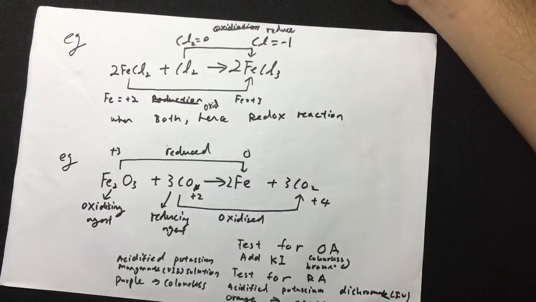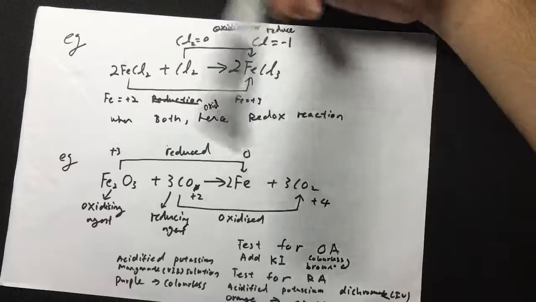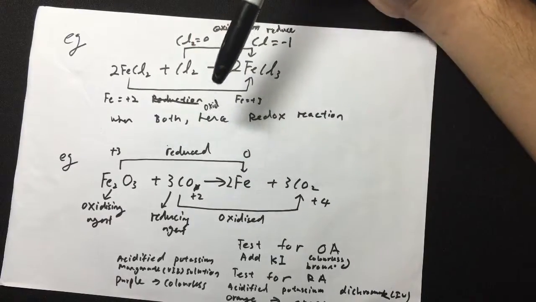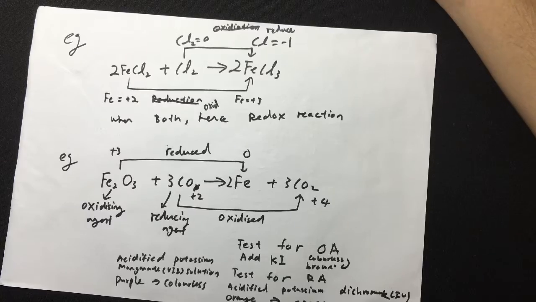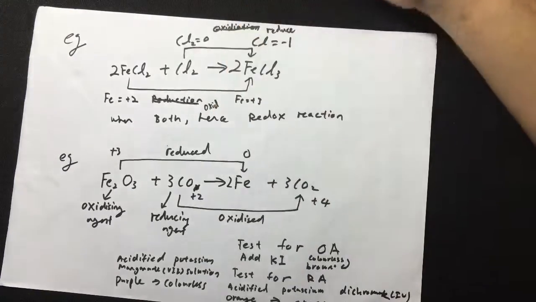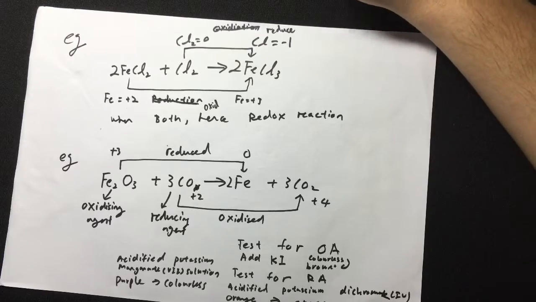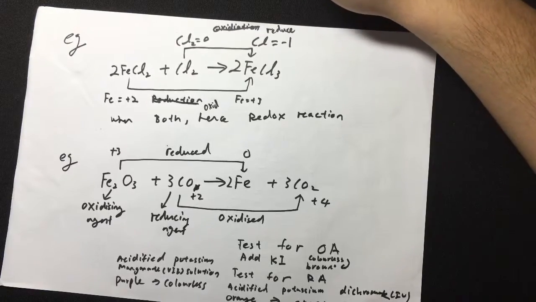Another method you can use to test for oxidizing agent is just carry out your normal chemical reaction and do the method that you use here to find out. Now we'll move on to how you can test for reducing agent. For reducing agent, there are two conventional ways: you add acidified potassium dichromate, which turns orange to green, or you add acidified potassium manganate, which turns purple to colorless.